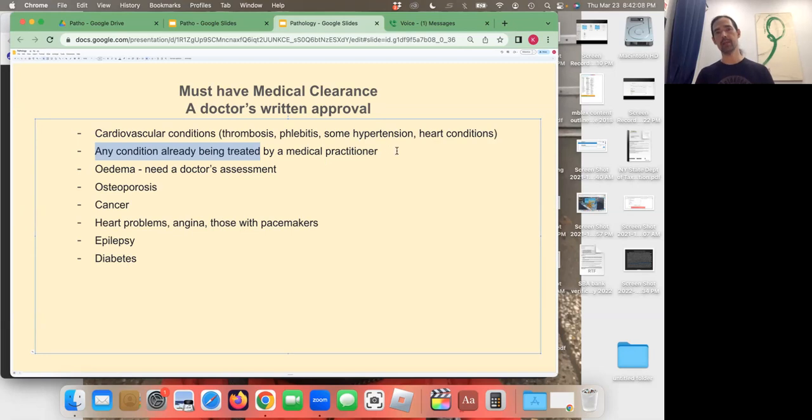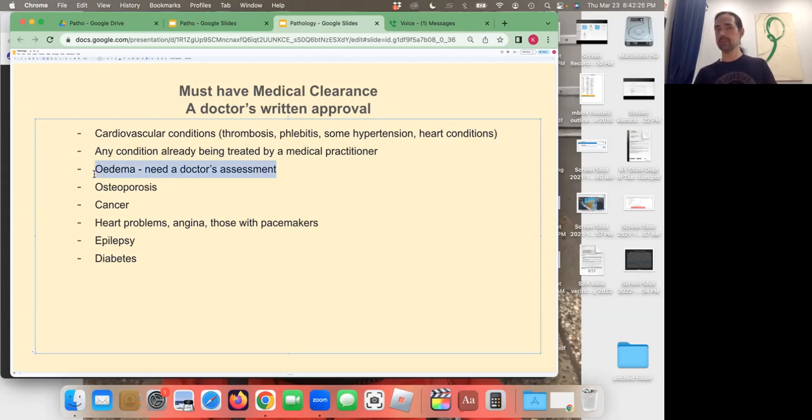But for the MBLEx, any condition that's already being treated by a medical practitioner, for sure, you ask that doctor for a referral, especially if the client is asking you to treat the same condition that the doctor is treating. Okay, edema.